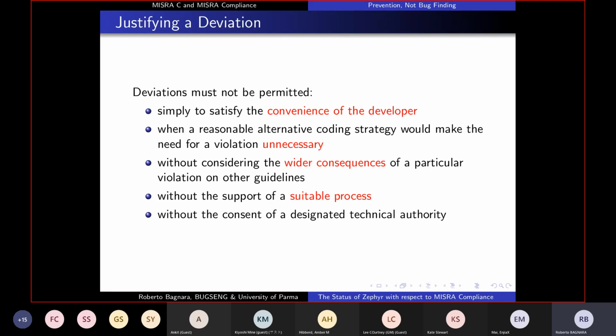Now, one thing to be understood is that yes, there is a possibility of deviating from guidelines, but this is regulated by MISRA Compliance 2020, and here I am quoting basically literally from it. In particular, deviation must not be permitted simply to satisfy the convenience of the developer, or because the developer says, I don't like the rule, or I disagree. In order to be permissible, deviations have to take into account several factors. I am a little bit out of time, so I will not go through these points.